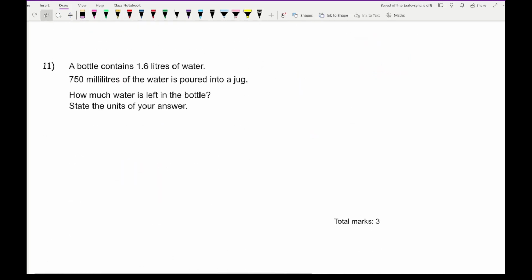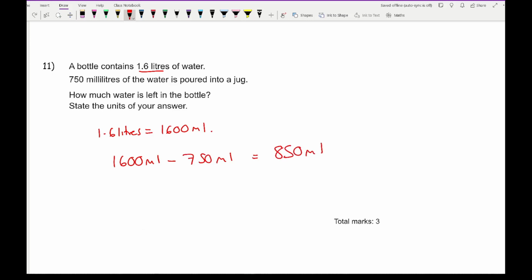Moving on to question 11, it says that a bottle contains 1.6 litres of water, 750 millilitres of water is poured into the jug. How much water is left in the bottle? Now for this, what we need to do is make sure that we're working with the same units. So 1.6 litres equals 1600 millilitres. So then if I do 1600 millilitres minus 750 millilitres, I'm left with 850 millilitres. And so I can either leave my answer like this, or I can write it in litres, which is 0.85 litres. So either of those two answers would be good enough to get the 3 marks, which I think is rather generous.